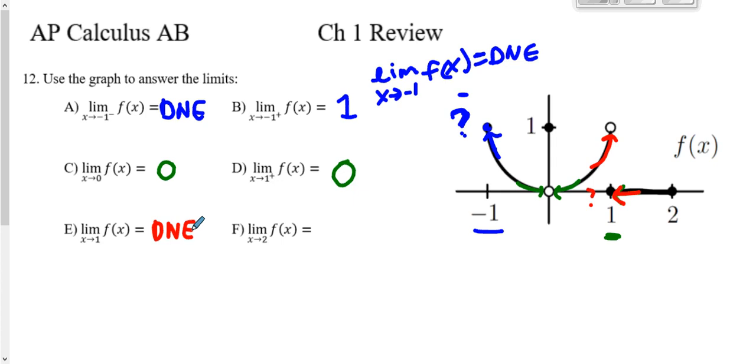And then finally, we have the limit as x approaches 2. Okay, so 2 is here. We need to look at both sides. On this side, it's going towards 2, and we have graph. But on this side, there's no graph anywhere. There's not a graph up here. There's not a graph down there. There's not a graph right here. There's nothing there. So this limit also does not exist. And that's it for this problem.